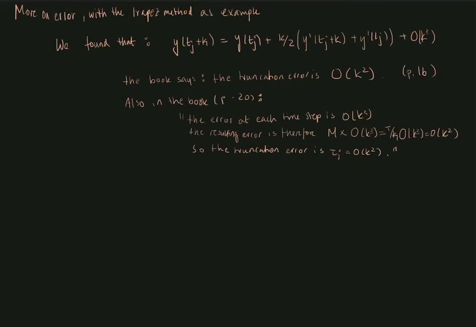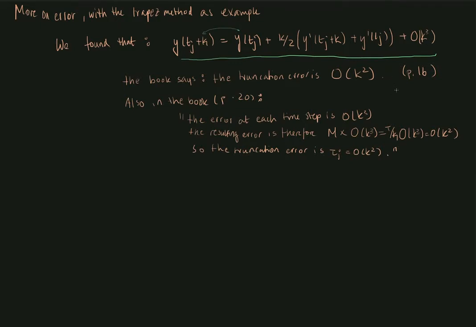This video is a continuation of what we found out in the earlier video about the trapezoidal method, where we constructed a formula that told us that I am able to approximate the difference between y of tj plus k and y of tj by using this expression, and then I have an error that has the same order of magnitude as k to the third.